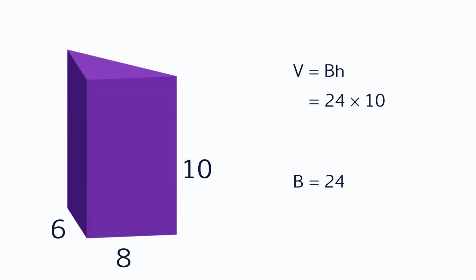Now, multiply the area of the base, which is 24, by the height of the triangular prism, which is 10. 24 times 10 is 240. So, the volume of this triangular prism is 240.